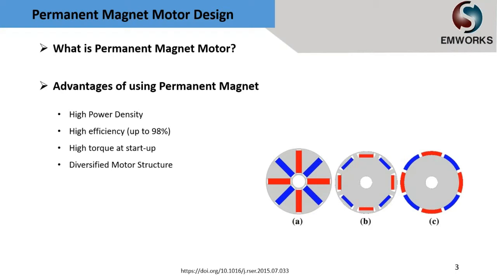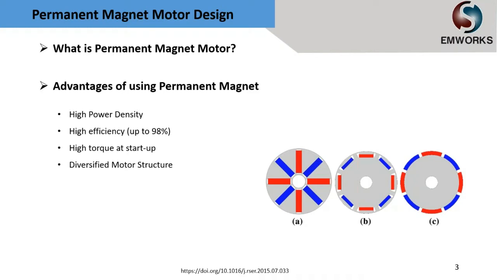Okay, let's start the presentation with this question. What is permanent magnet motor? Okay, permanent magnet motor refers to the machines that permanent magnet is used in their structure, either in rotor or stator, or even in both structure. Okay, any type of machine which has the permanent magnet can be called permanent magnet motor.